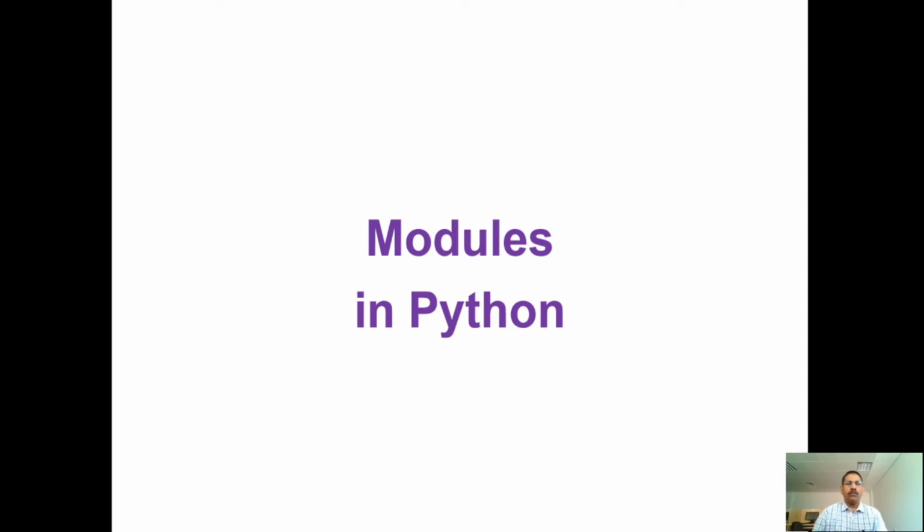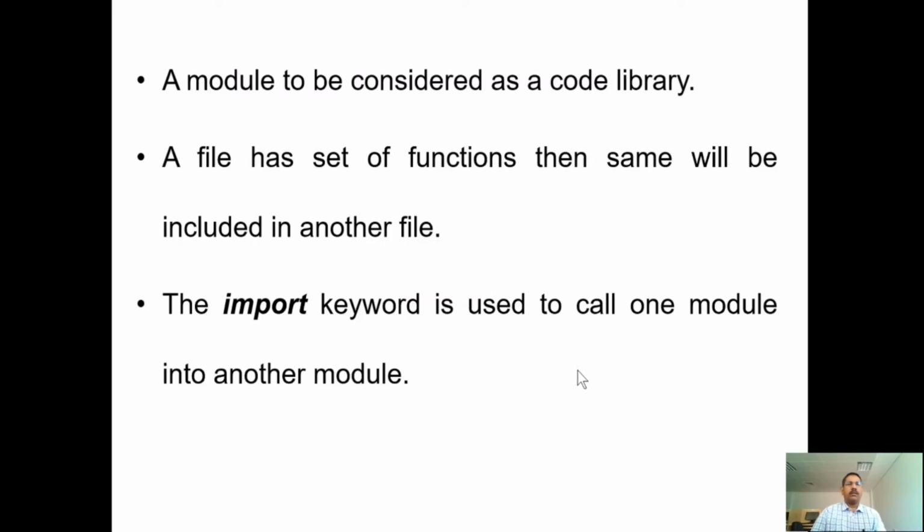If you want the complete module, you can call it into another part, or if you want a specific function from that particular module, you can call just that. There are many flexibilities when you use a module in Python. Now we will see how we are going to use a module in Python. A module can be considered a code library. Whenever we want that library, we can call it and use it for our purpose.